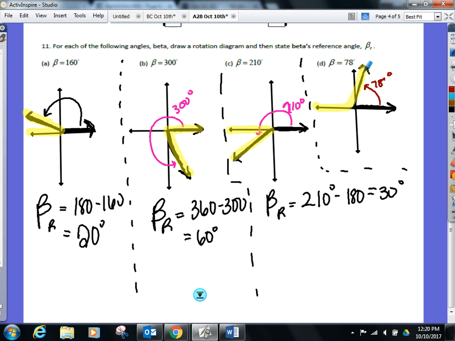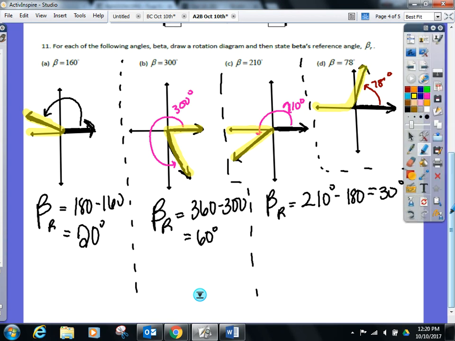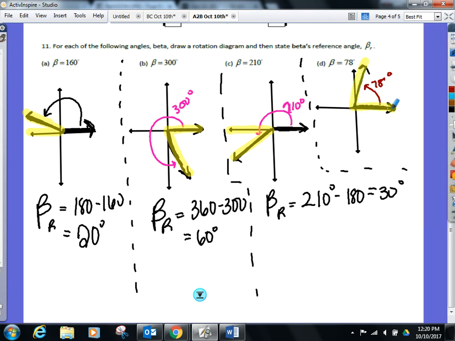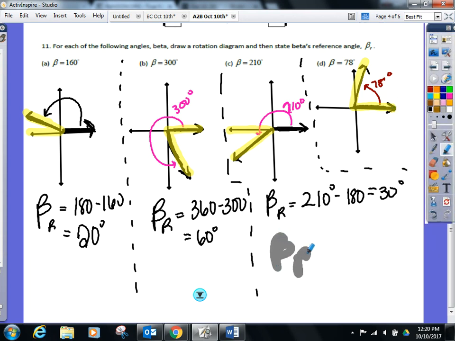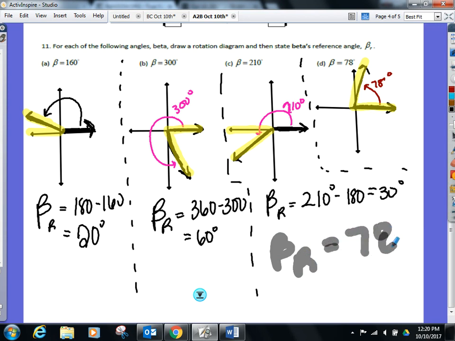No. Go back to the definition. What did we say a reference angle has to be between? That's bigger than a right angle, bigger than 90. That can't be our reference angle. So where else could it be? If an angle's in the first quadrant, it's its own reference angle. 78. Because if you did 180 minus 78, you're going to get an angle bigger than 90. Can't have that for a reference angle. So if an angle's in the first quadrant, it's already its reference angle.